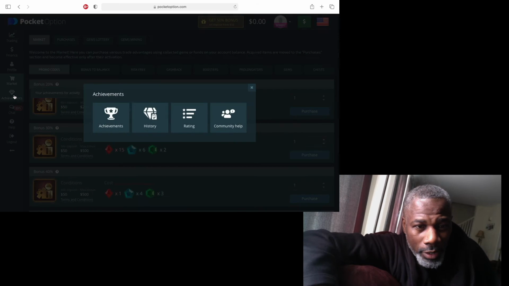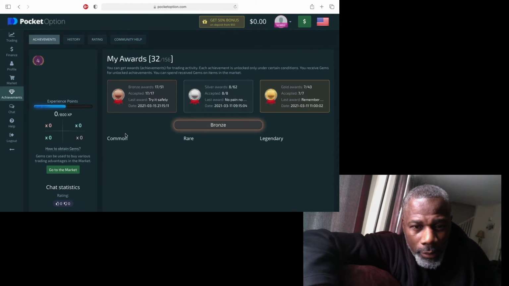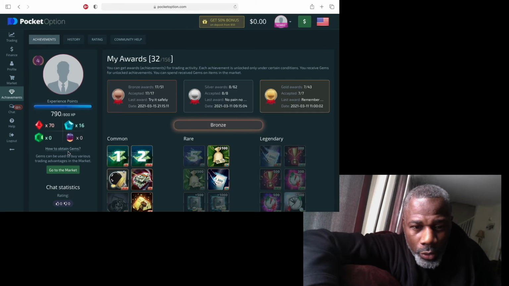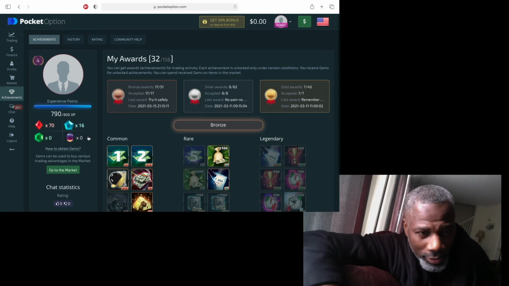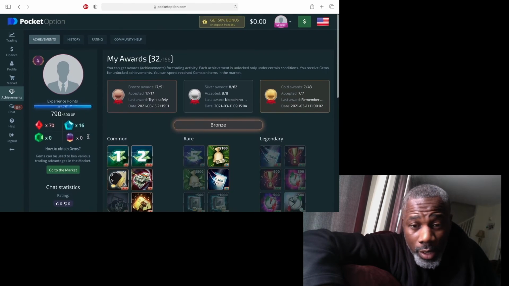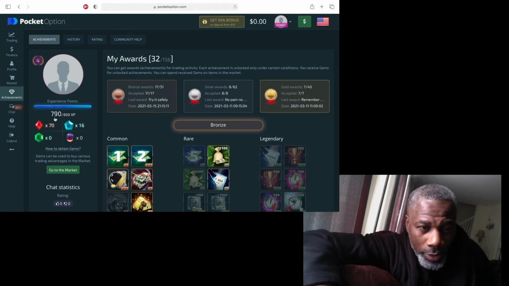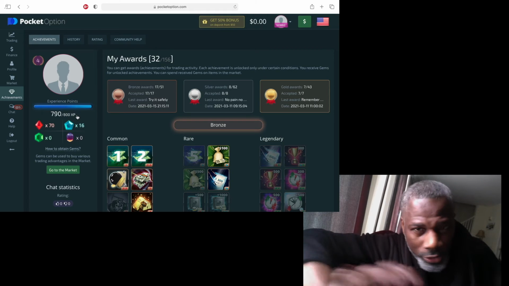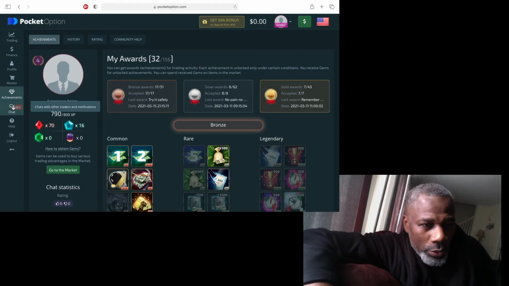Another thing they have is achievements. So when you're trading and you start trading, you get to collect these gems. Again, I'm not clear on what these gems are, what they're for. I don't know if it could be for promotions that they have for this particular platform, but right now I'm at 790, so I'm 10 points short of 800 XP. Again, I don't understand what it's about, so I'm not going to go into detail with that.